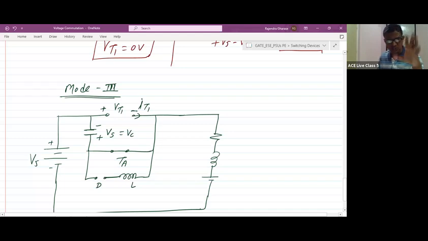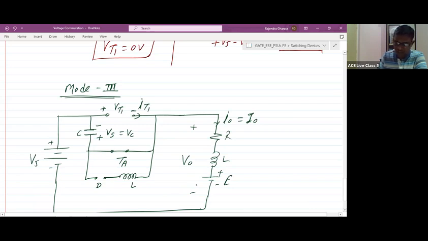Once T1 turns off, what will happen? Our capacitor will discharge through this loop. This is the R, L, E. This is the V0, and this is the I0, which is equal to capital I0. You can check the capacitor will discharge through this loop, like C, TA, load, Vs, and again back to the C. In this loop, the capacitor discharges.